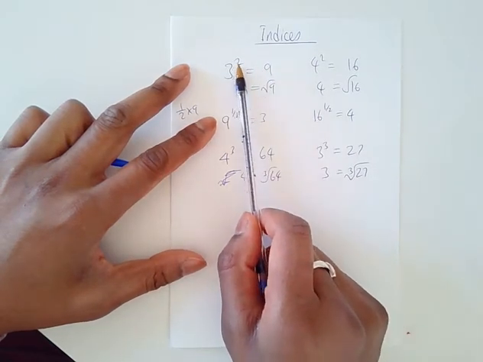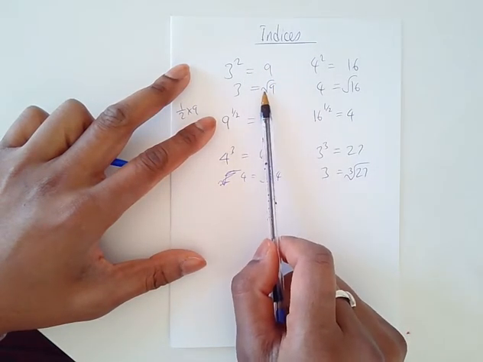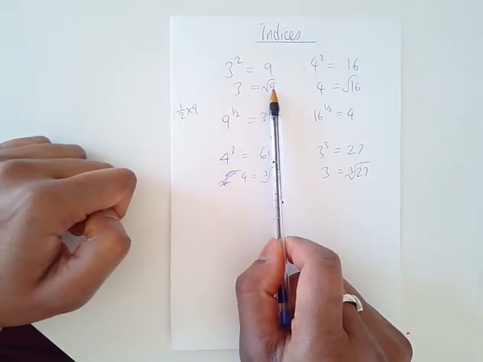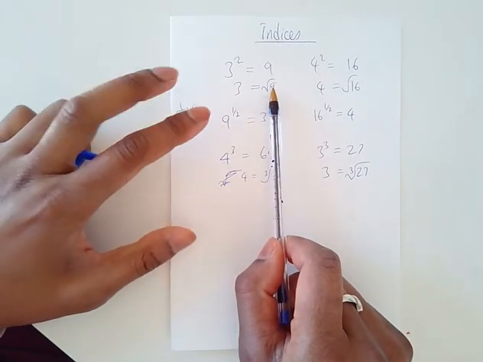Opposite of squaring is square root. That's the symbol for that, square root. So square root of 9 takes you back to 3. So basically, what same number multiplies by itself twice to give you 9? It's 3.